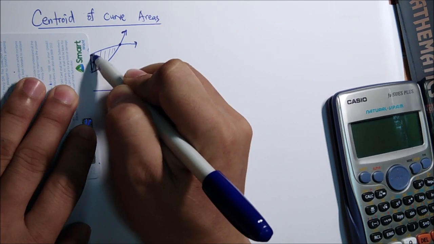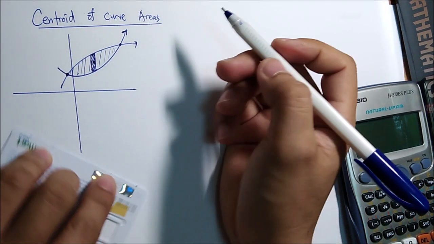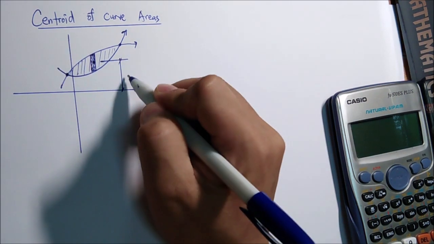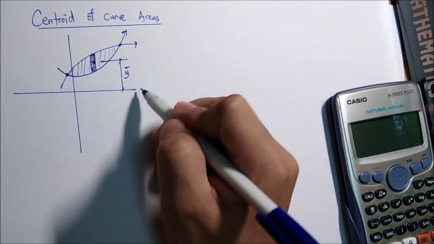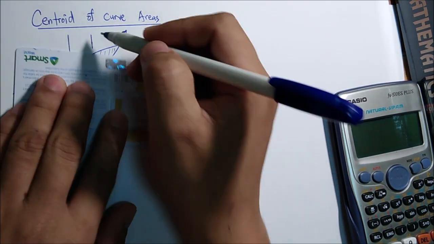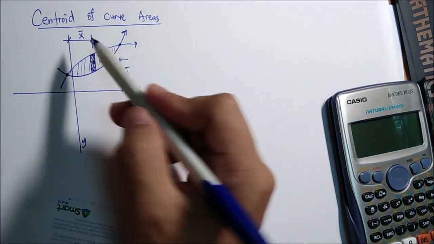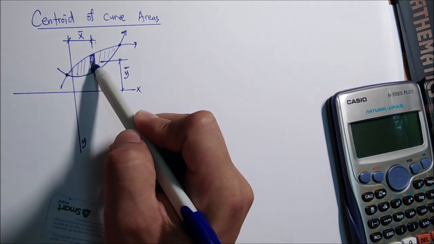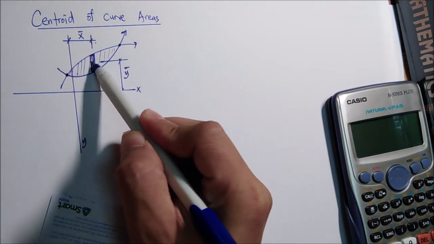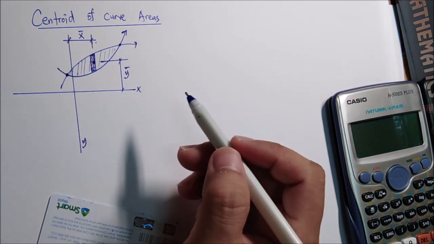Assuming we will use a vertical strip, the centroid for this will be our bar y. This is our x-axis and this is our y-axis, and this will be our bar x. This bar x is the location of the centroid from the y-axis. This bar y is the location of the centroid from the x-axis.